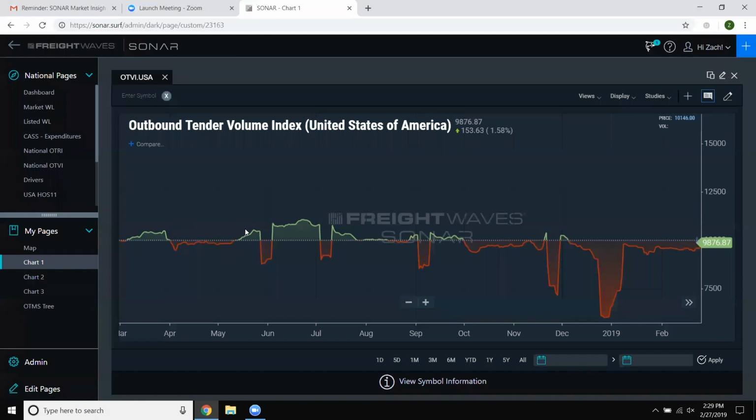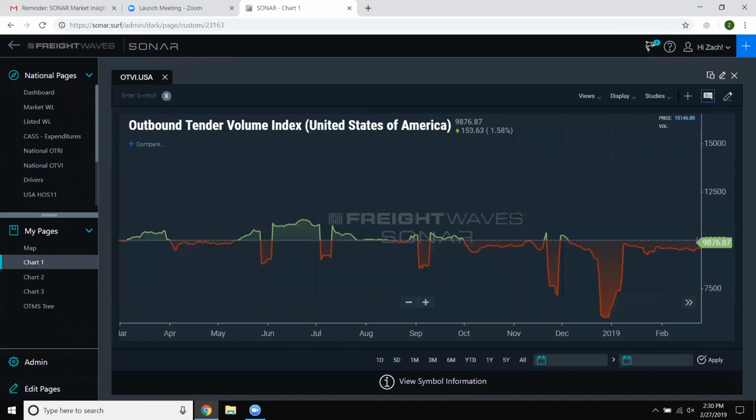Which leads me to my first question that I want to ask in the Q&A, if you guys don't mind if I kick things off. With a lot of RFPs going out and being considered right now, what type of data within SONAR would you use to help you?